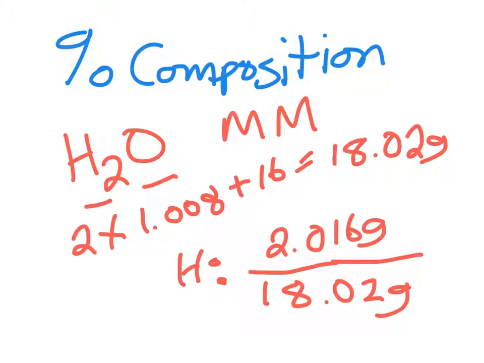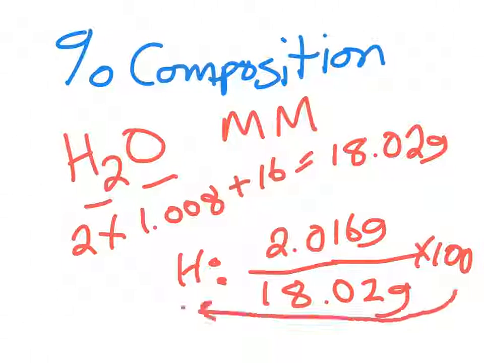We get out our calculator and we do 2.016 divided by 18.02. Oh, and we forgot this part. Multiply it by 100. And that gives us how many sig figs? Let's do 4 sig figs. So that equals 11.19% hydrogen.